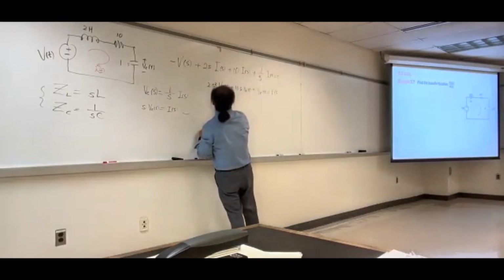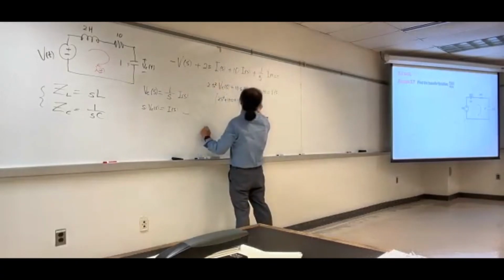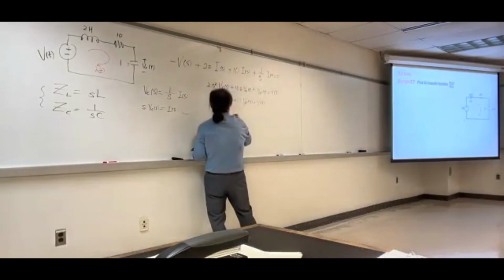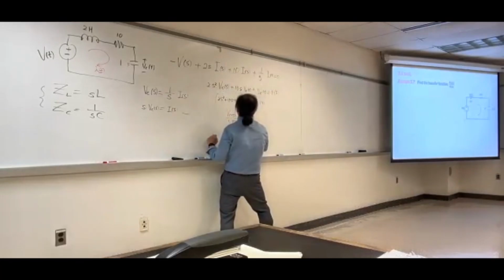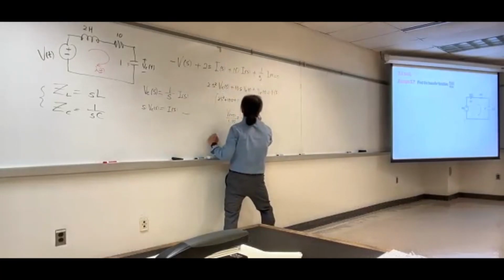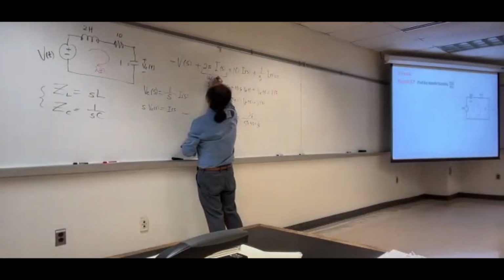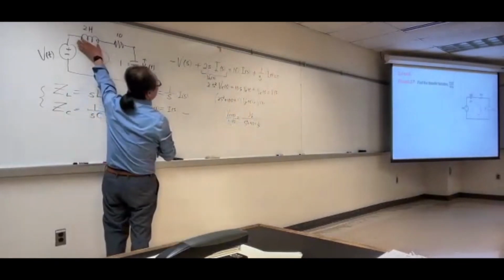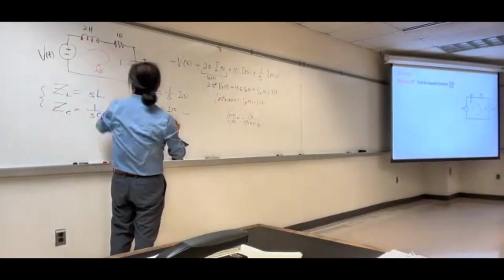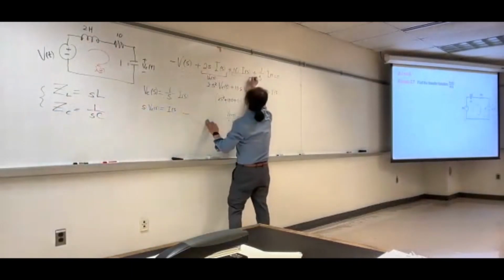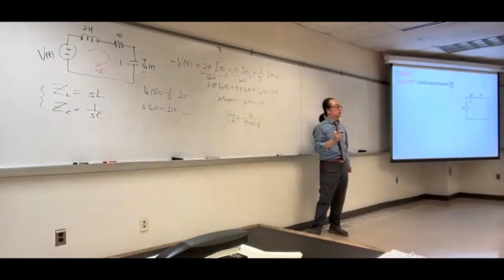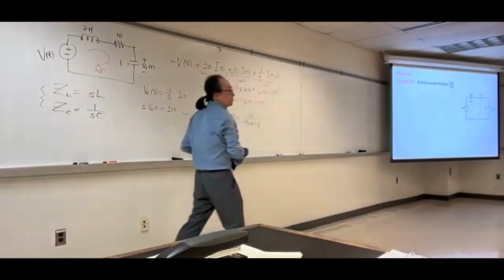Factor out Vc(s): 2S squared plus 10S plus 1, times Vc(s), equals V(s). Same thing, Vc(s) over V(s) is 1 over S squared plus 5S plus 1/2. So we get to the same answer. This is the VL(s), the voltage across this inductor. That's the formula, right? And this is the voltage across the resistor, and this is the voltage across the capacitor.